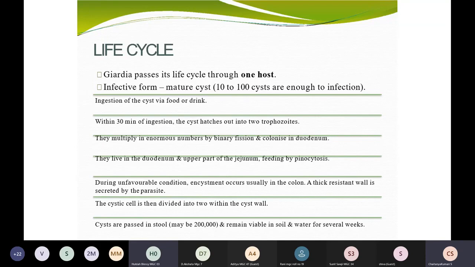Okay. Next. They multiply in enormous numbers by binary fission and colonize the duodenum. They live in the duodenum and upper part of the jejunum, feeding by pinocytosis. During unfavorable conditions, encystment occurs, usually in the colon. A thick resistant wall is secreted by the parasite. The cyst wall is then divided into two within the cyst wall. Cysts are passed in stool and remain viable in soil and water for several weeks.